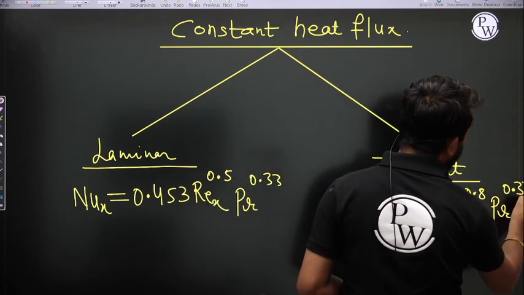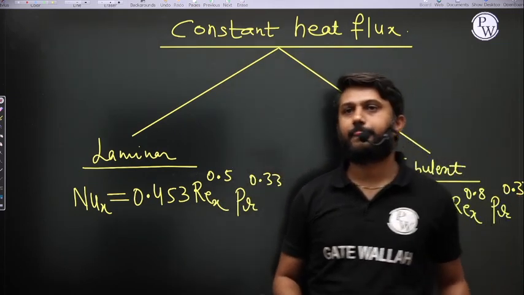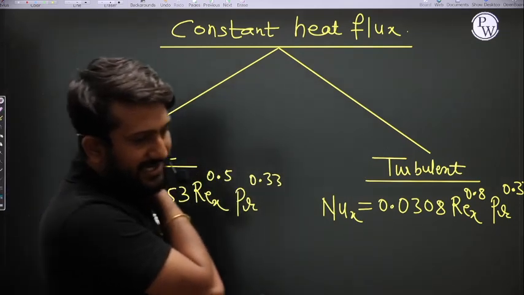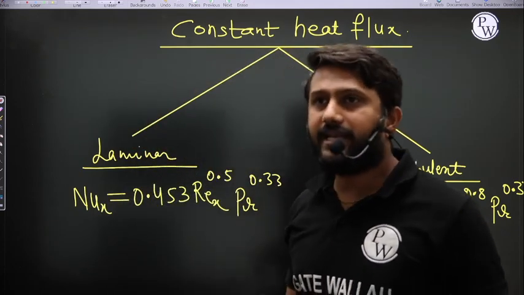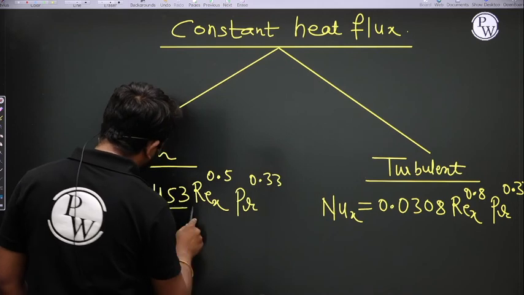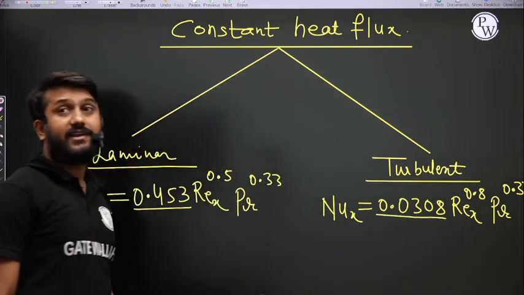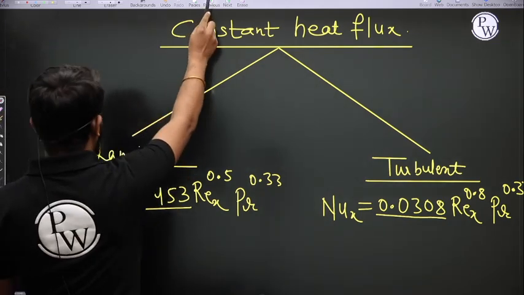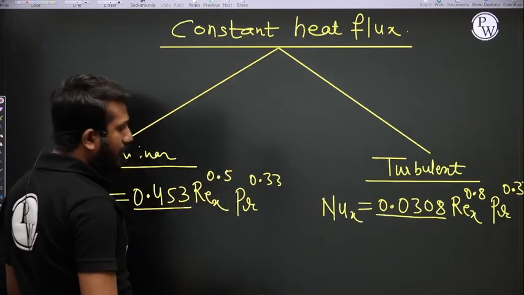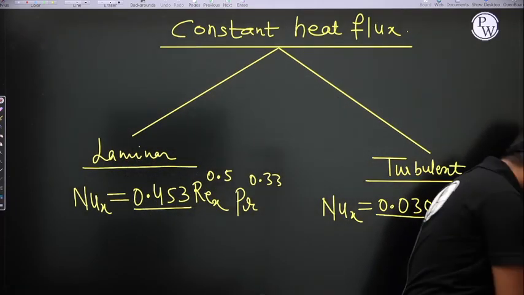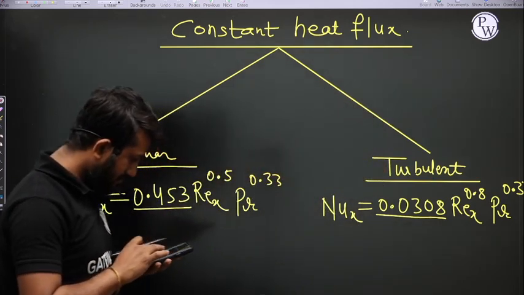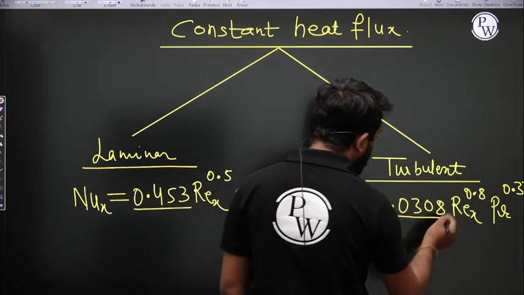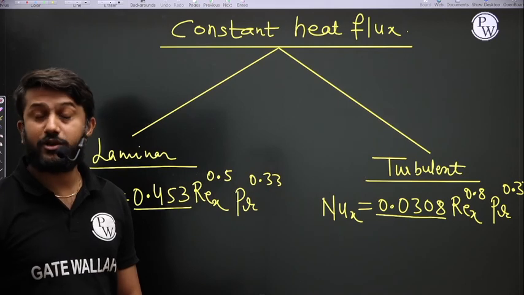Is it clear? So the dependency of hx on x is the same, right? The only change occurs in this factor. In case of the constant wall temperature, this factor is 0.332, yes, 0.332. And in case of the turbulent flow, here the factor is 0.0209, and here the factor is 0.0308.